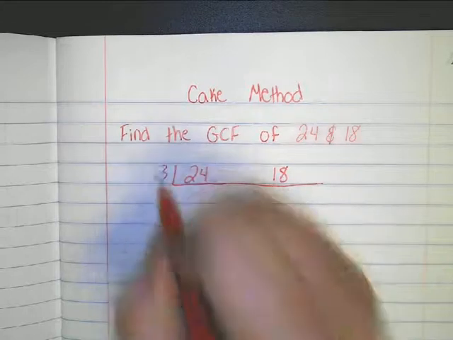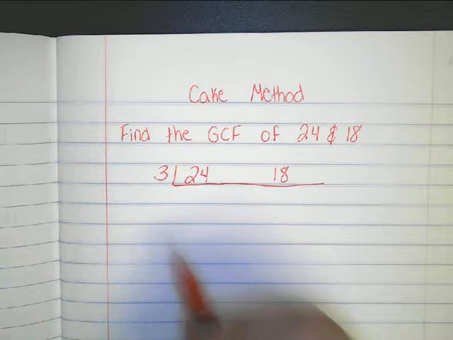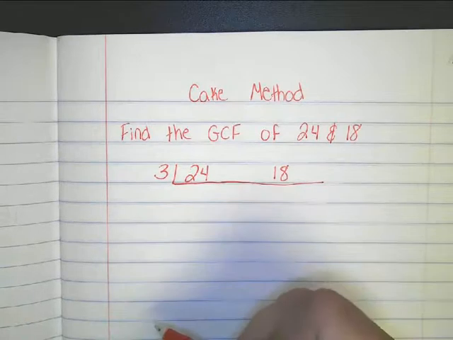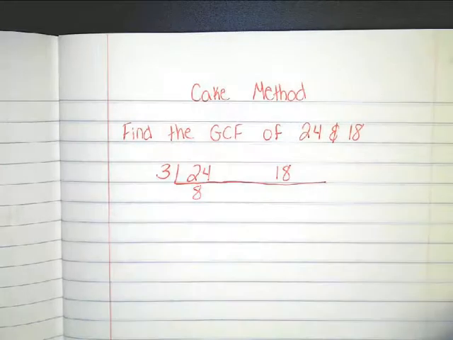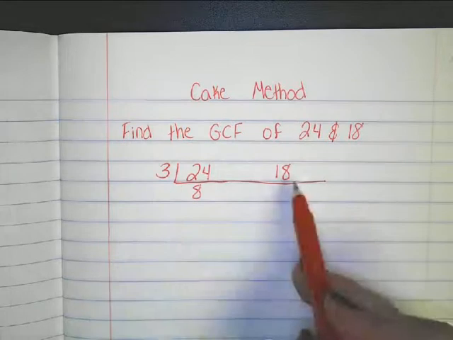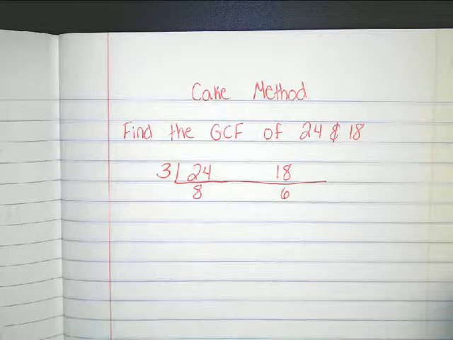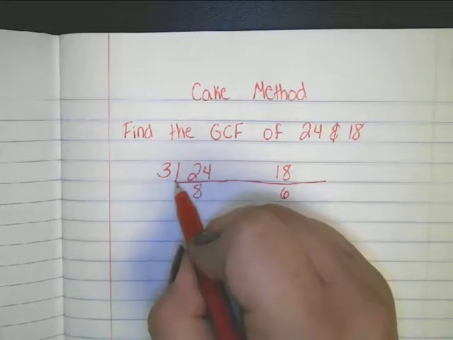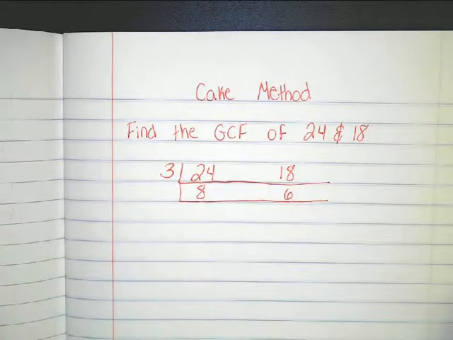How many times does 3 go into 24? 8. So I'm going to put that 8 underneath there. How many times does 3 go into 18? 6 times. So I just divided by 3 on that. Okay? Now I'm going to do another layer, another upside down division bar. What can I divide 8 and 6 by? 2. So I'm going to put the 2 outside.